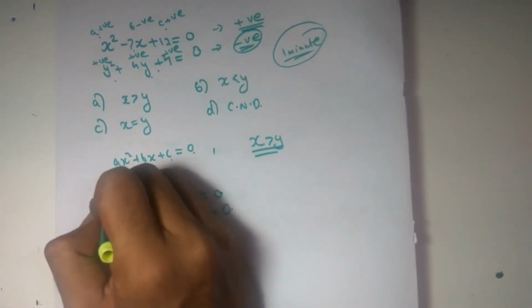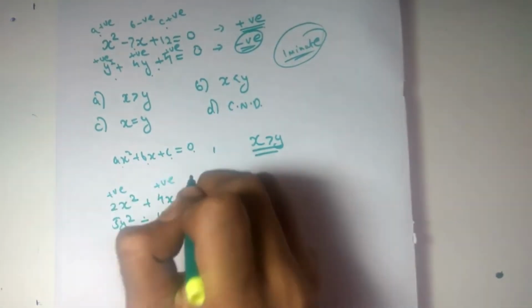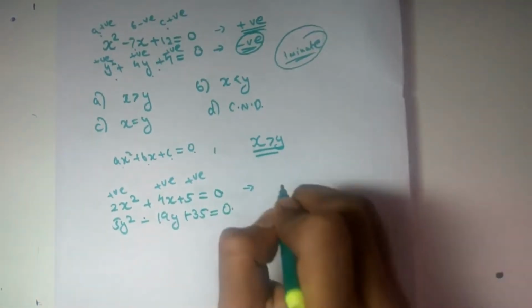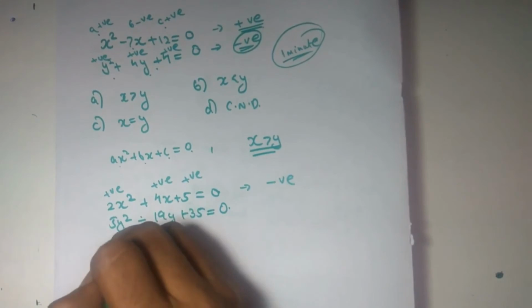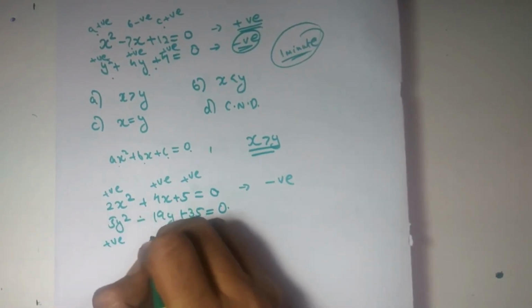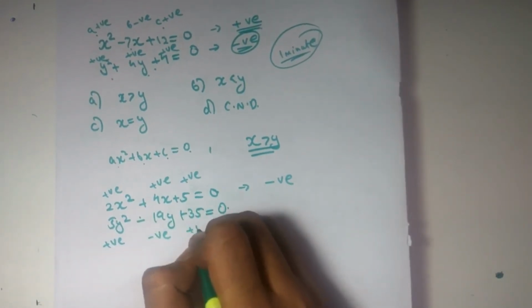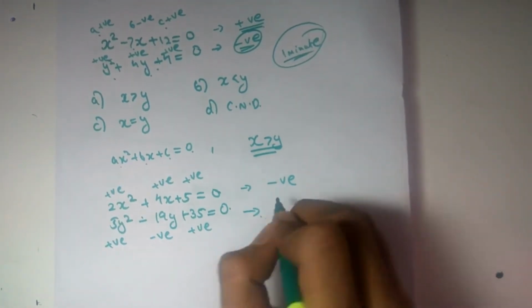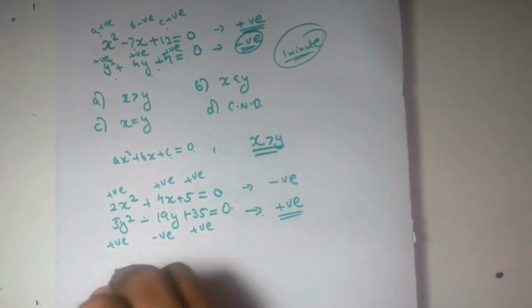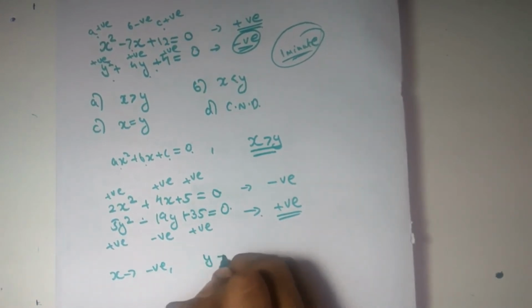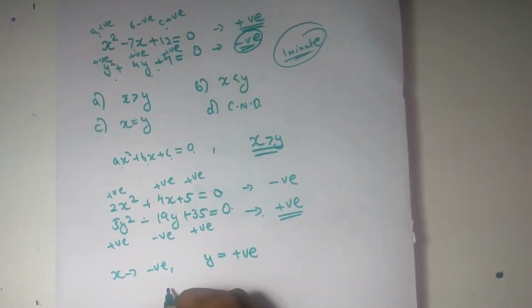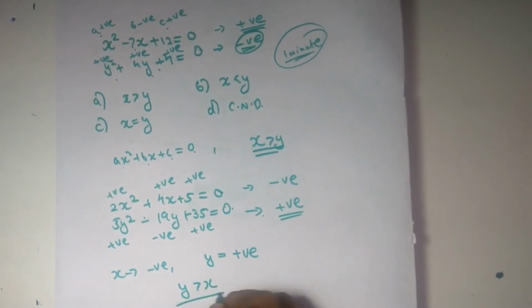Just look, here a is positive, b is positive, c is positive. So the roots would be negative. Okay. In this case, a is positive, b is negative, and c is positive. So the roots would be positive. So x is always negative and y is always positive. So y would be always greater than x, and this is the answer.